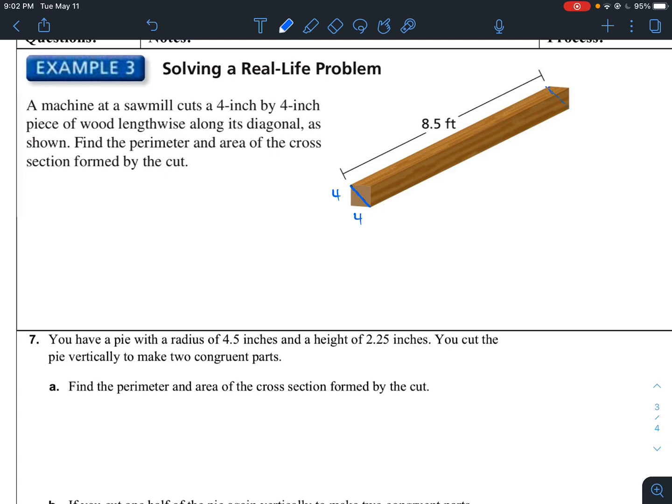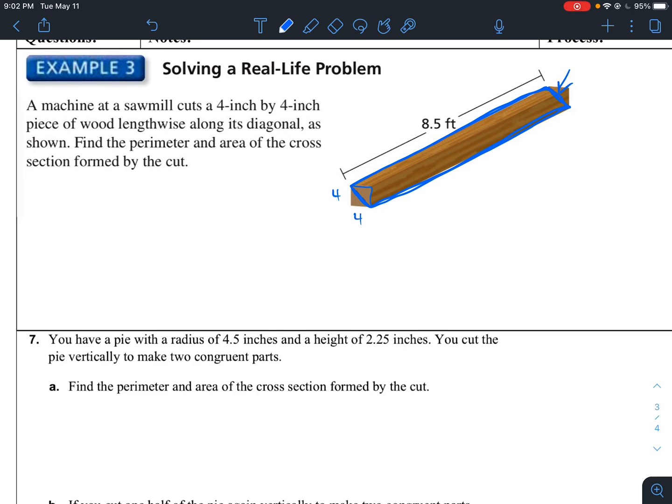So they're cutting this wood into 2 parts, and you can see that's going to be like a triangle right there. So you see the triangle. So we want the perimeter of this piece of wood right here. We want the perimeter of where it's being cut. The perimeter and the area. Okay, so first thing we need to find this length right here.